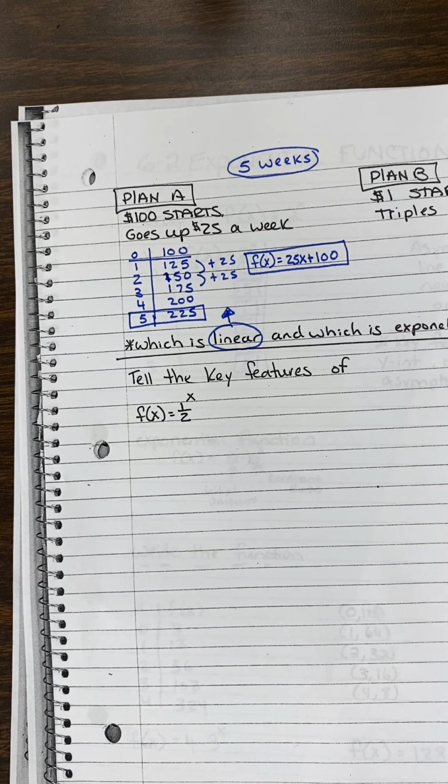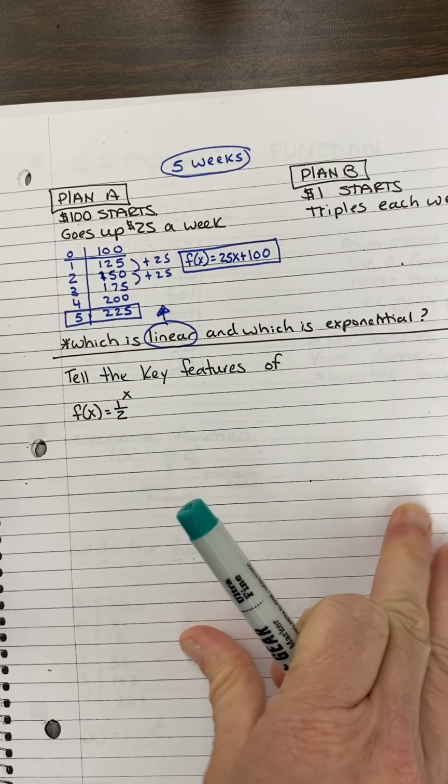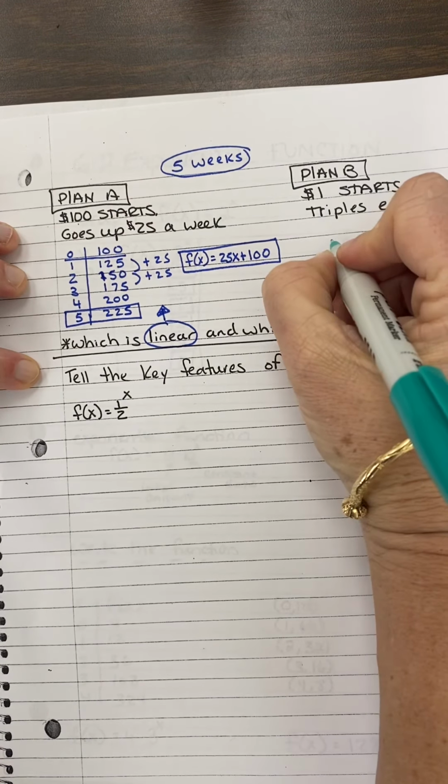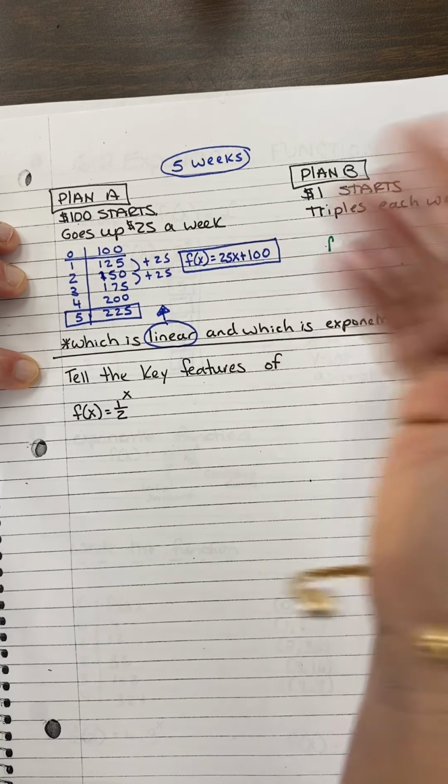Okay, so now let's look at Plan B. Plan B is a little bit different. It starts with just $1, but it triples. So tripling tells me that it is now being multiplied, right? Multiplied by 3. Okay, so we can go back and write the equation. We can do a chart too.